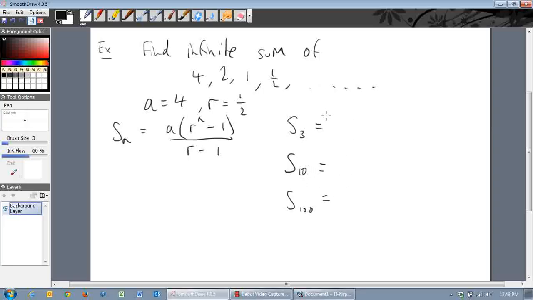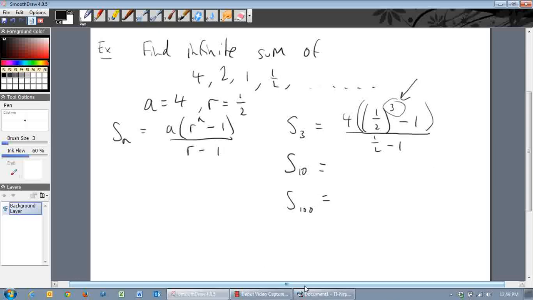Just see what happens. I might just go straight to the calculator and do this. S3, so if n is equal to 3, will be 4 times r to the power n. R is half, so half to the power n, which is 3, minus 1, I'll put brackets all around that, over r minus 1, so half minus 1. I'm going to go to the calculator, and when I do S3, S10 and S100, all I'm changing is n, so I'm just going to change this value every time on the calculator and see what happens as n gets bigger and bigger. Okay, so let's go to the calculator.